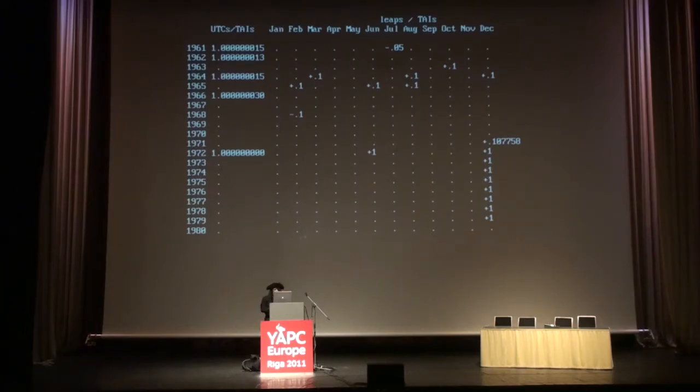Convenient size. So at the end of 1971, they had one irregular jump, as you can see, which arranged for UTC to get to an integer number of seconds offset from TAI, in fact, to 10 seconds. And then after that, they used precisely the atomic frequency and jumped by a whole second only at the end of June or December, with a slight preference for December.